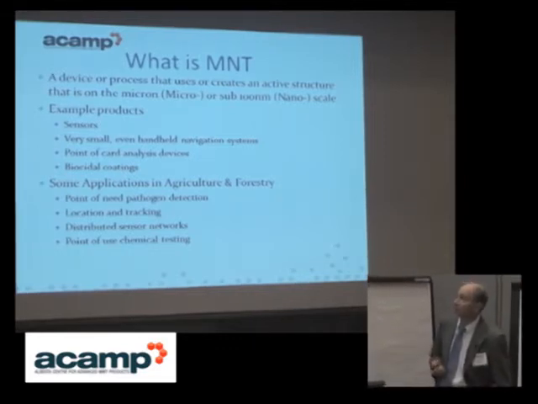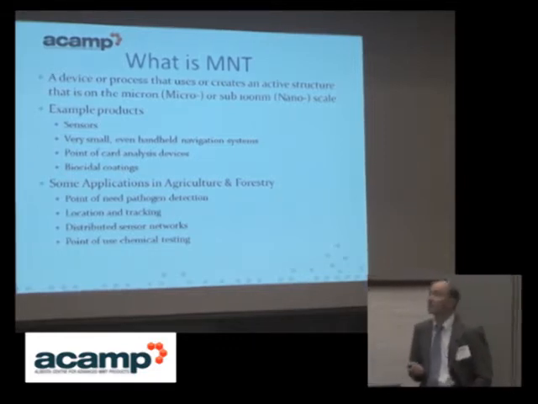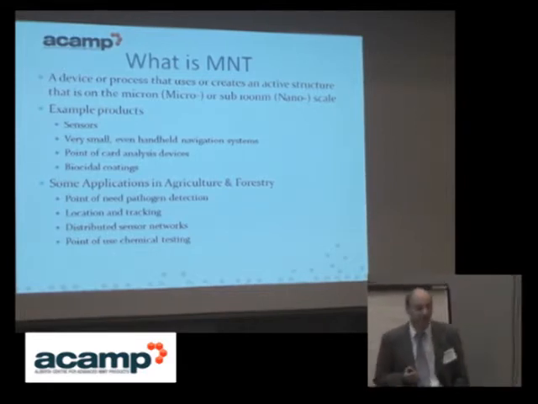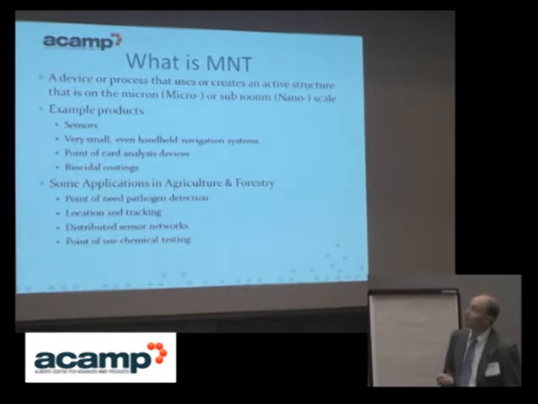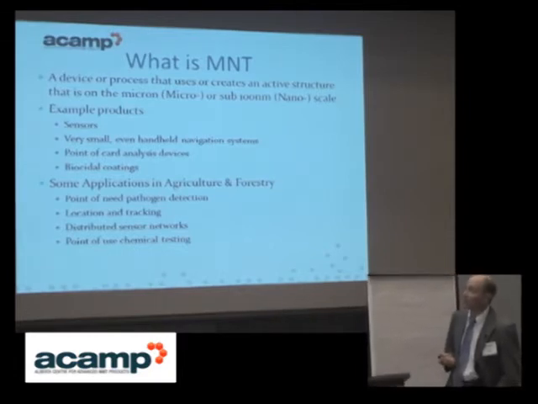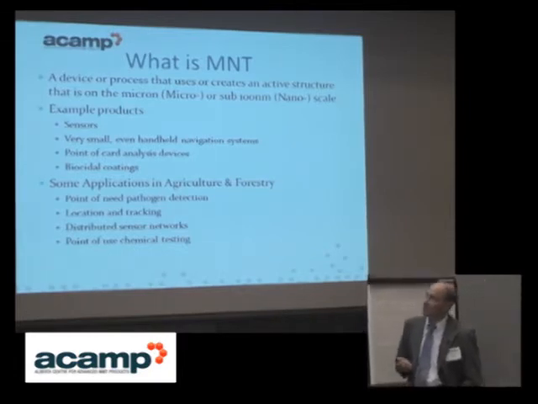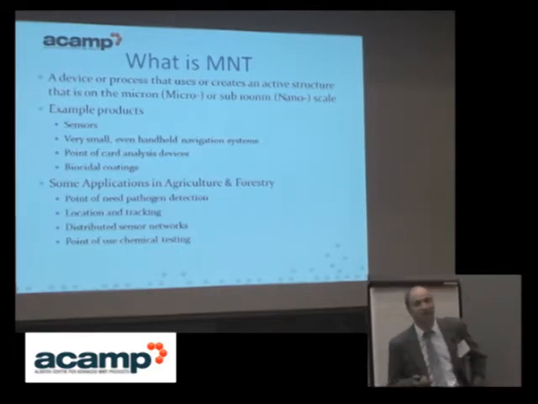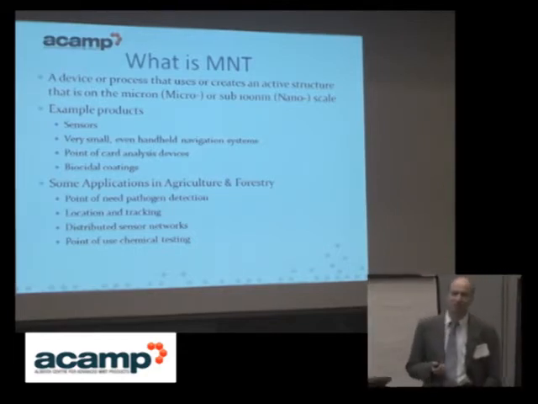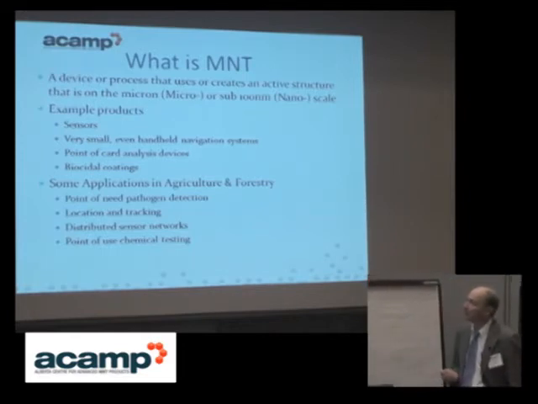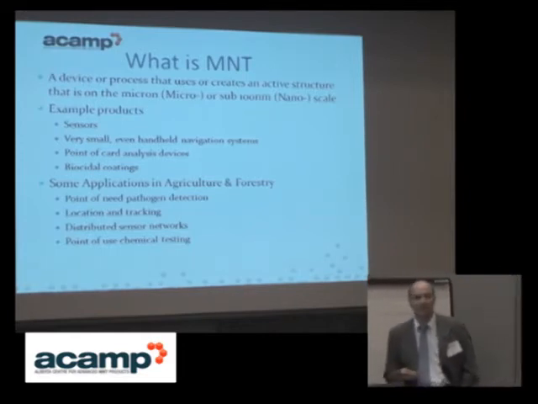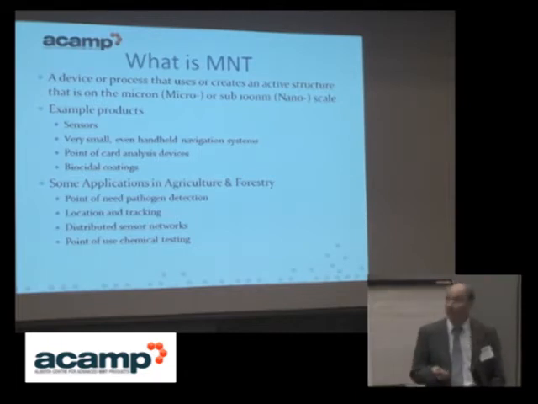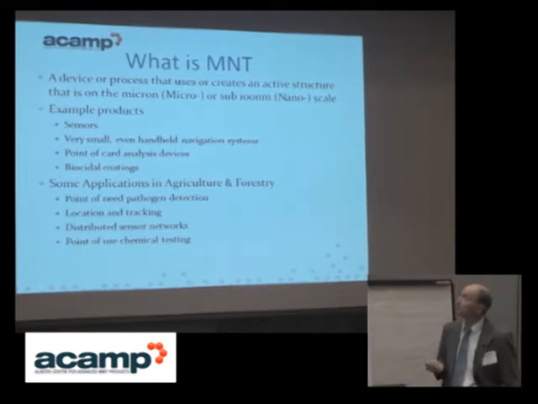Point of need pathogen detection, there's several people interested in that. Also point of need or point of use detection for various medical phenomena as well. Location and tracking, distributed sensor networks as well, being able to monitor what's going on over a wide field using lots and lots of small sensors that are pretty smart and able to talk with each other. And things like point of use chemical testing as well, so you can actually detect not just pathogens, but maybe pollutants or contaminants as well.